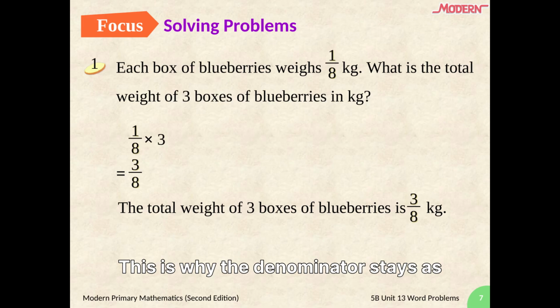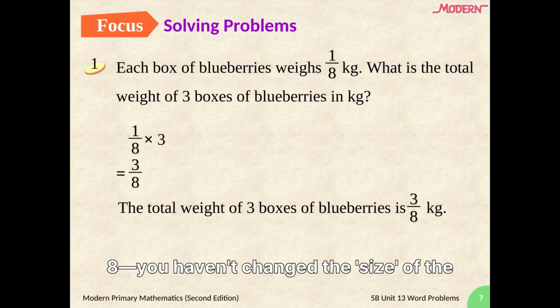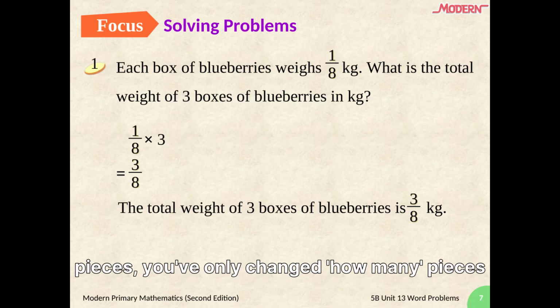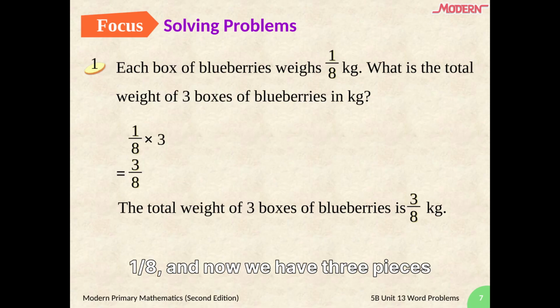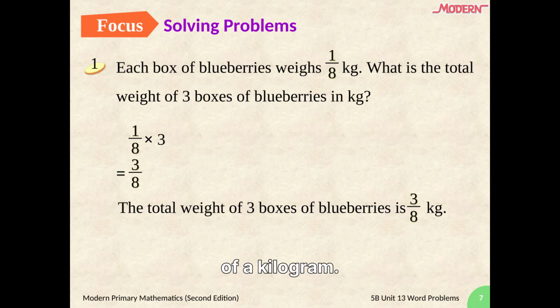This is why the denominator stays as 8. You haven't changed the size of the pieces. You've only changed how many pieces you have. We started with one piece of size 1/8. And now we have 3 pieces of that same size, giving us 3/8 of a kilogram.